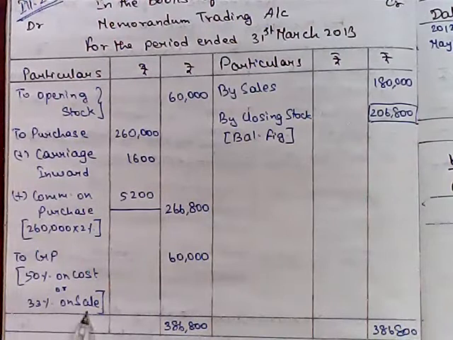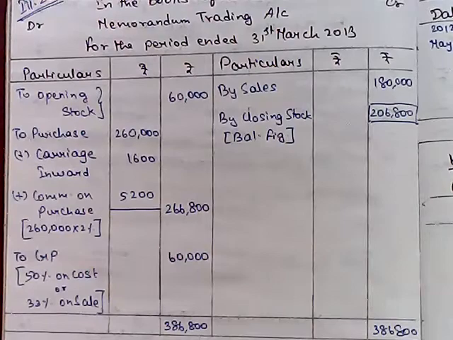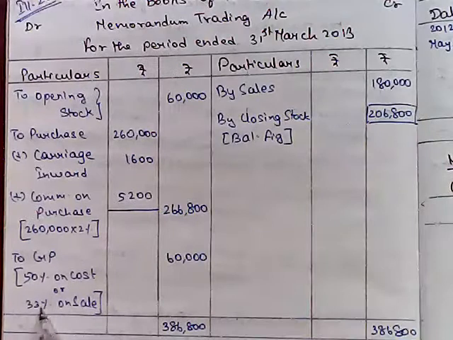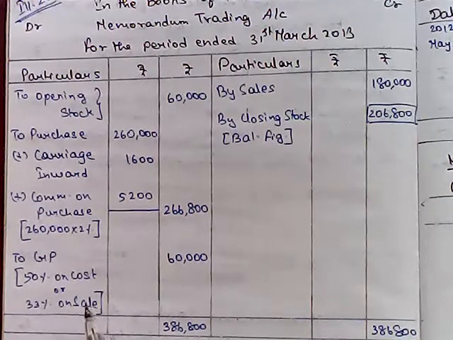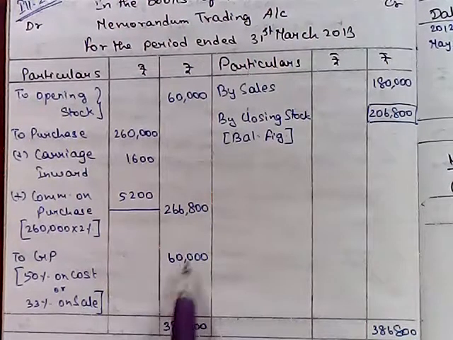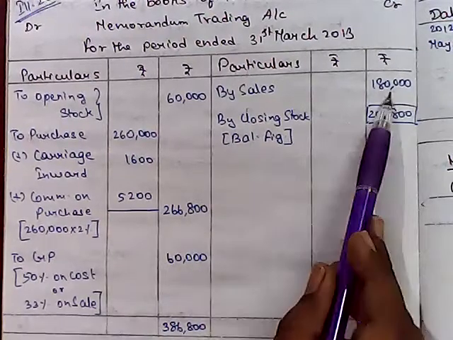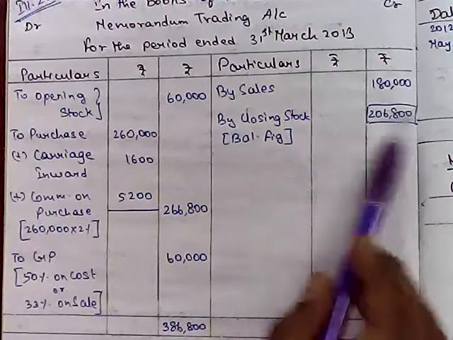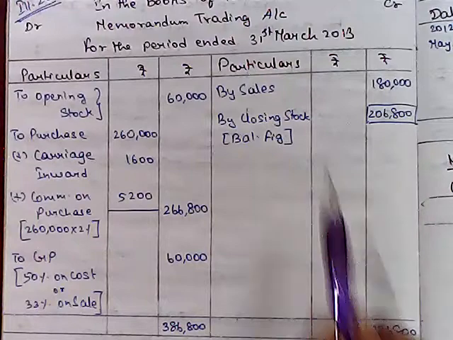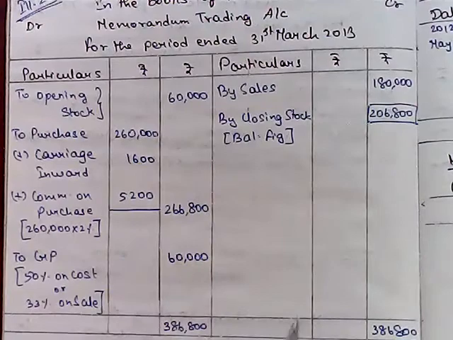So 33% on sale is nothing but 60,000. Sales is 1,80,000, given in the question. So 33% on sale is 59,600. We can also round it off, so I have rounded it off and written it as 60,000. On the credit side we have by sales which is 1,80,000. So our balancing figure is the closing stock which is 2,06,800. This is our balancing figure because we have already got gross profit.